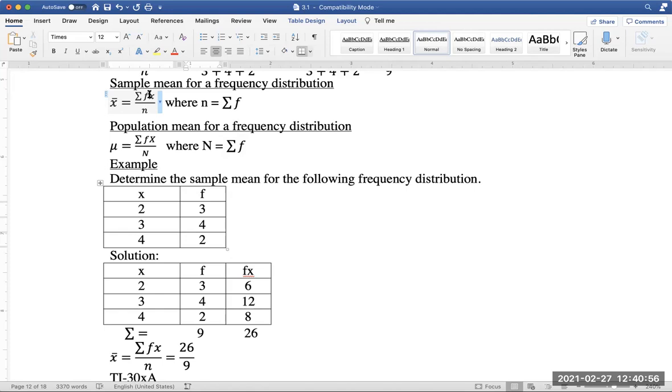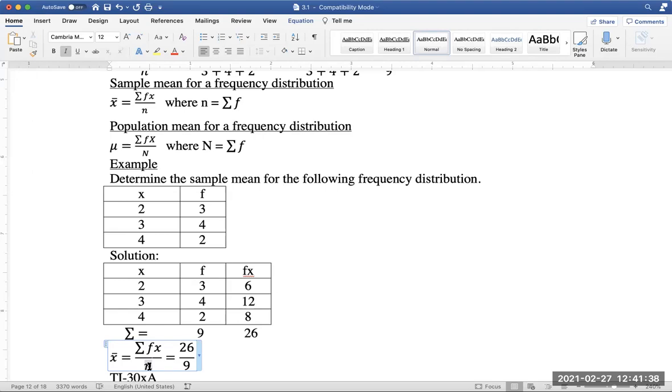So let's compute this. Let's add an additional column, the fx column. To calculate the third column, multiply first and second column: 2, 3, 6; 3, 4, 12; 4, 2, 8. Add the second column, 9. Add the third column, 26. So the mean is the sum of fx, which is the third column, 26, divided by n, which is the sum of f, which is the second column. And so I get 26 over 9.